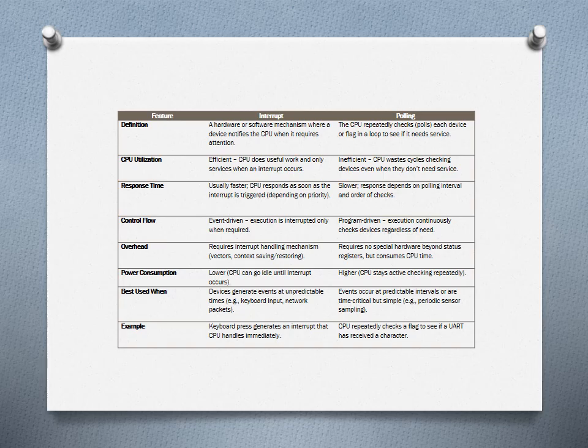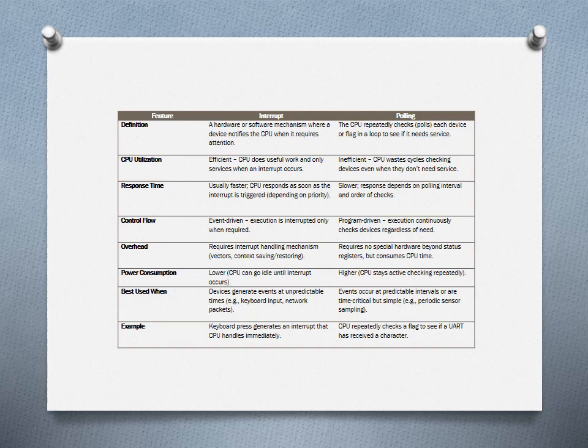Looking into polling, the CPU repeatedly polls each device or flag in a loop to see if it needs a service. It is inefficient because the CPU wastes cycles checking devices even when they don't need service. The response time of the processor is slow because it has to complete its immediate work, and then it has to go for the polling. And it is program driven, because by program you should write the instructions in such a way that the processor goes and checks from time to time whether the devices need a service.